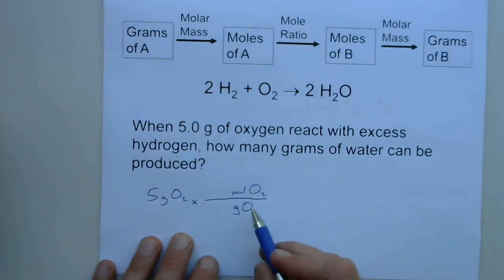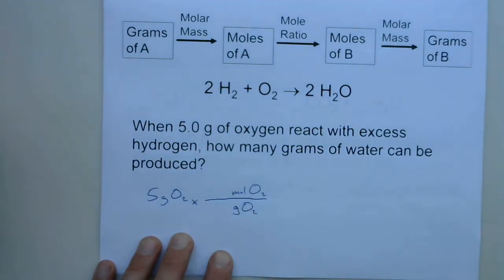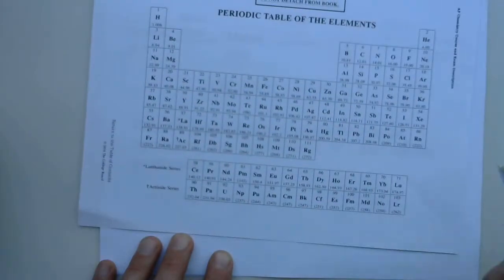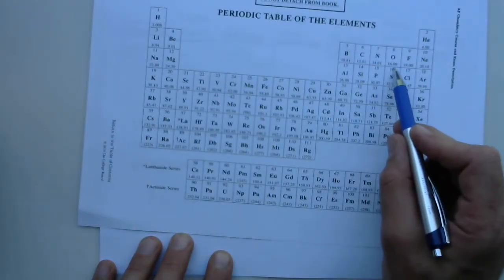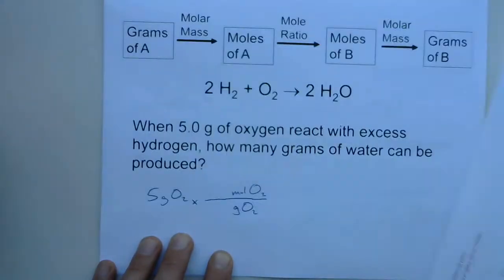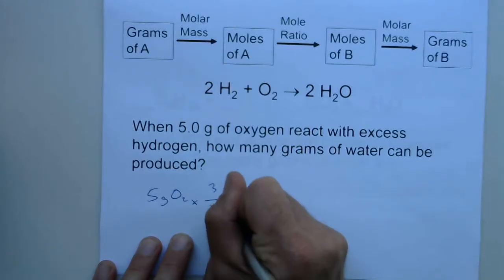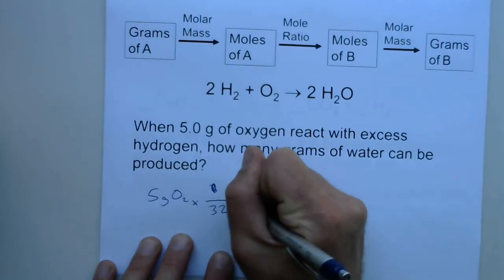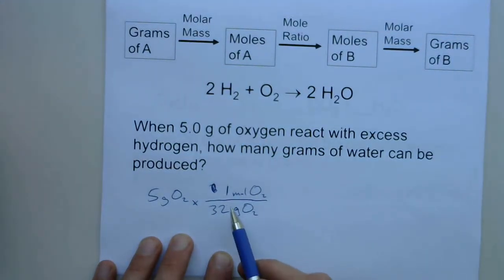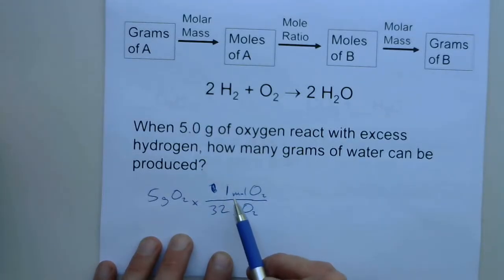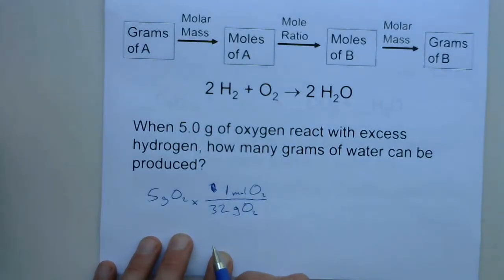This is the molar mass of oxygen, so we're going to look at the periodic table. When we look at the periodic table, oxygen has a molar mass of 16, right? But this is O2 in the equation, so we're going to do 16 times 2, or 32 grams for every mole of oxygen. Okay, important that you write the units in there so you make sure that you have the numbers in the right spot. I almost made a mistake.